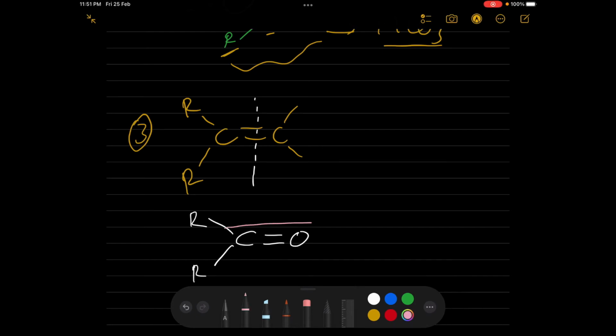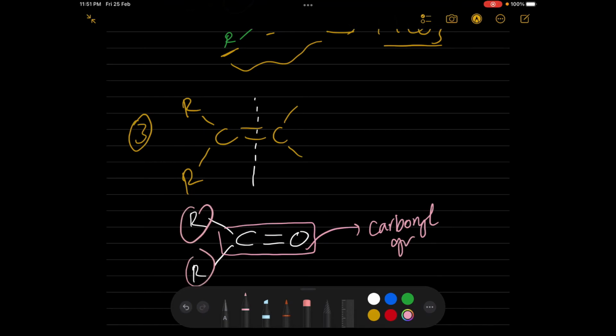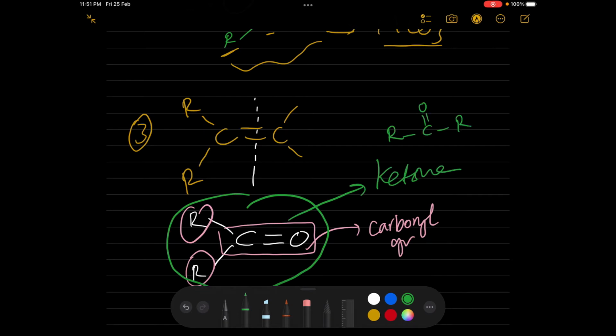So once you have a C double bond O, which is called a carbonyl group, between two R groups, the whole compound in this case is called a ketone. This is a ketone. The ketone is two R groups, and they have a carbonyl in between. And now let's take real examples from our lesson. All right.